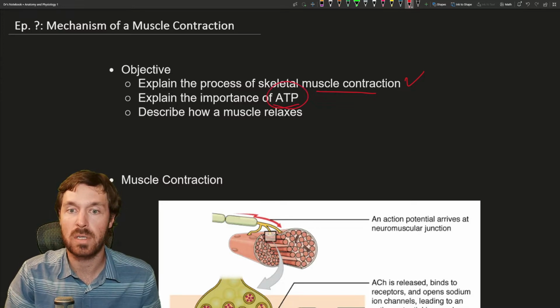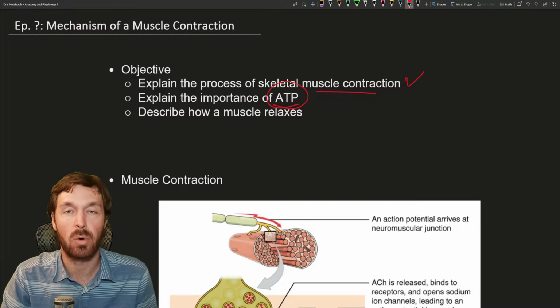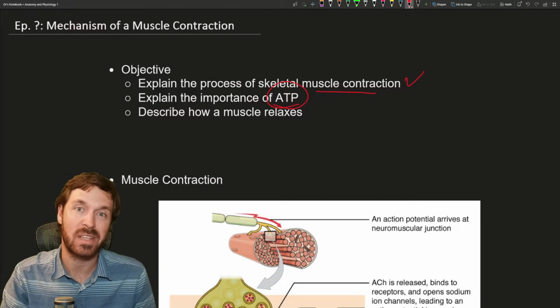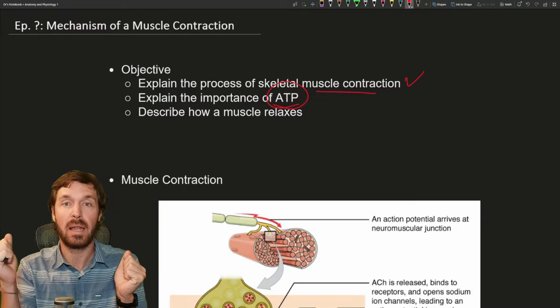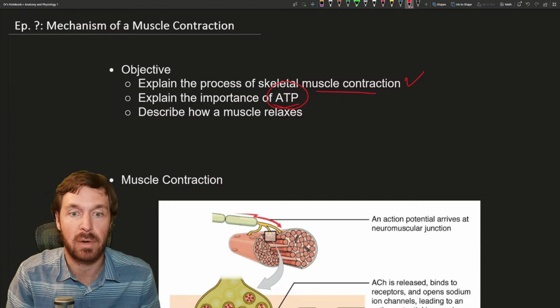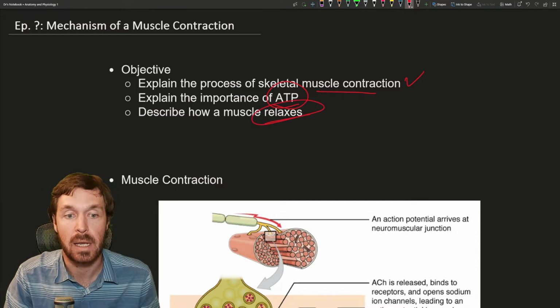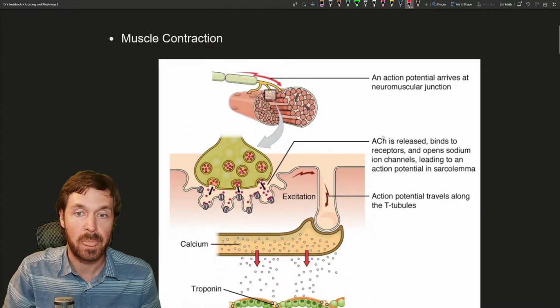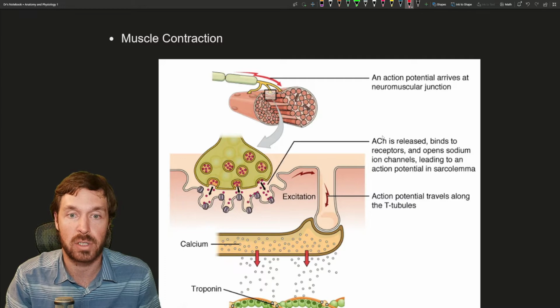Then we're going to look at the importance of ATP in a muscle contraction. ATP is required for a certain step in the muscle contraction. Without it, you get what's known as rigor mortis, where the muscles are stiff and locked because they can't release and relax. Then we'll go over how a muscle relaxes as well. So this image here goes through the general overview of a contraction.